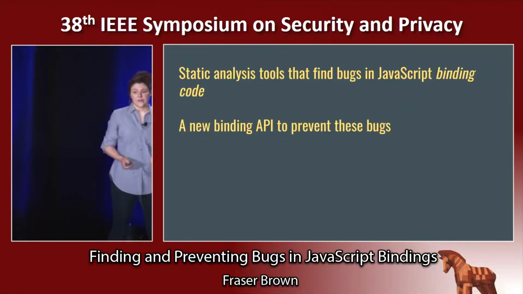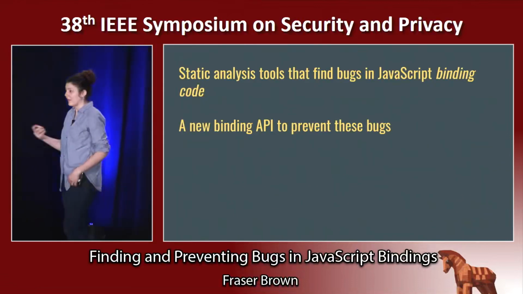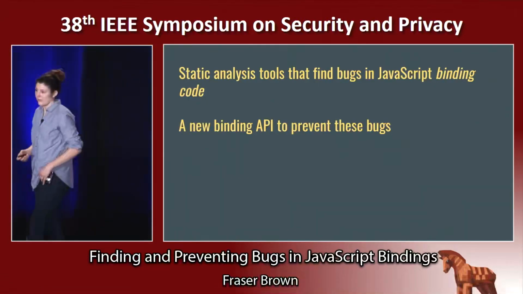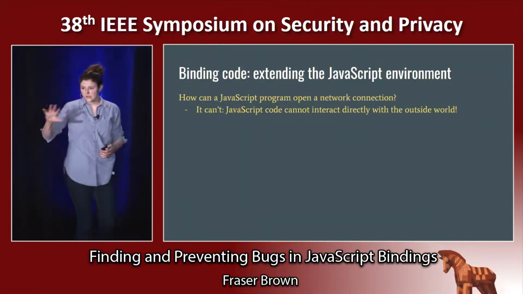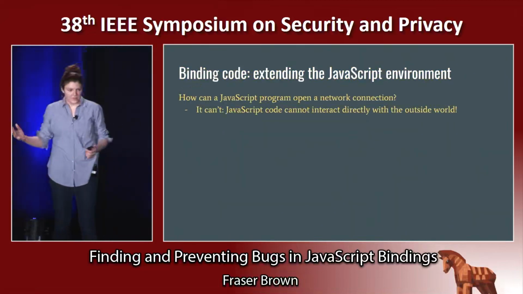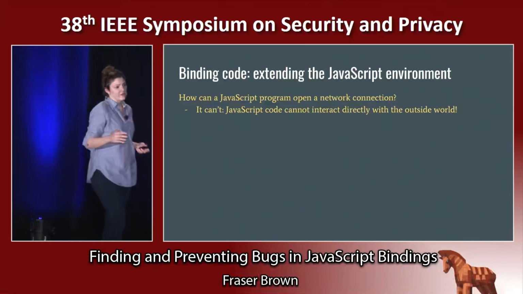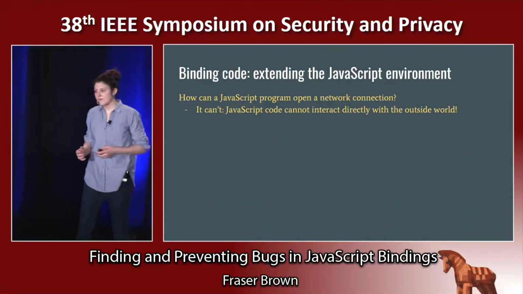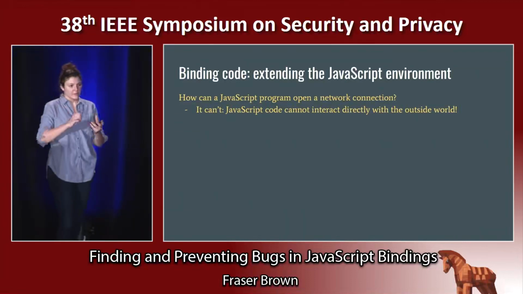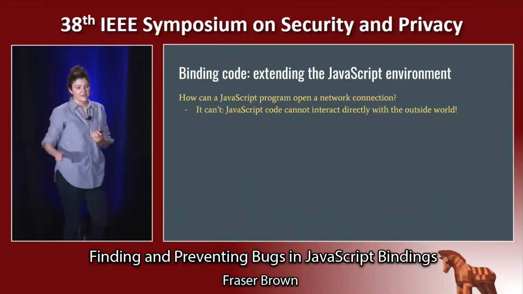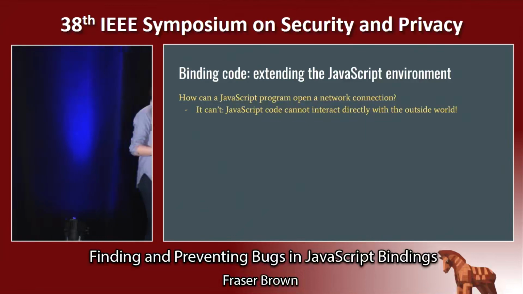But before I can talk about that, I have to talk a little bit about binding code and, as a consequence, about JavaScript. So okay, let's say we have a JavaScript interpreter. It implements the JavaScript language. And we're trying to write a piece of JS that connects to the network. But we're sort of stuck in interpreter land, right? So we need to somehow be able to reach outside of that in order to establish this connection.